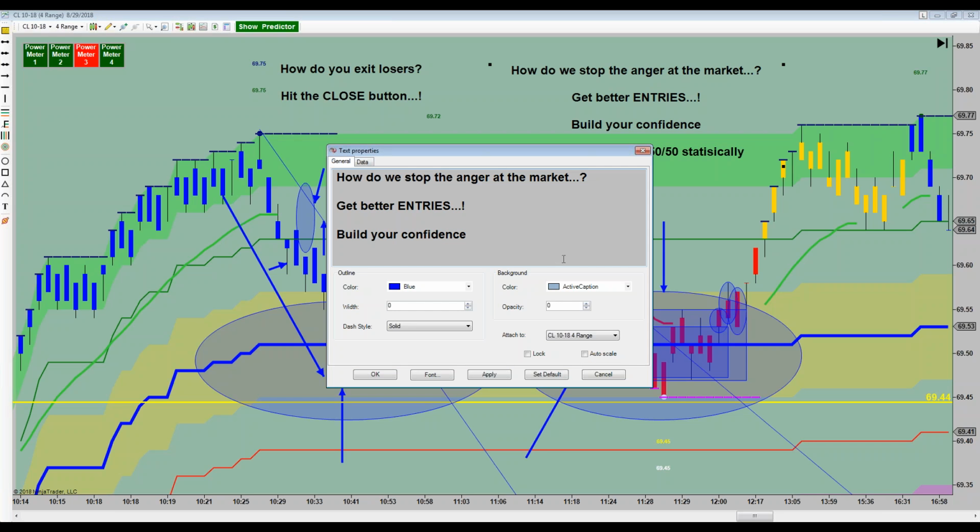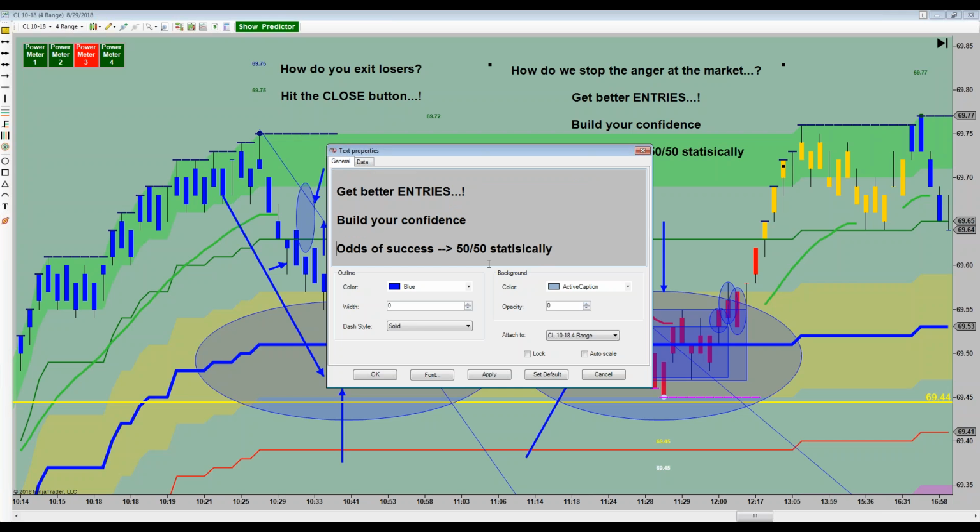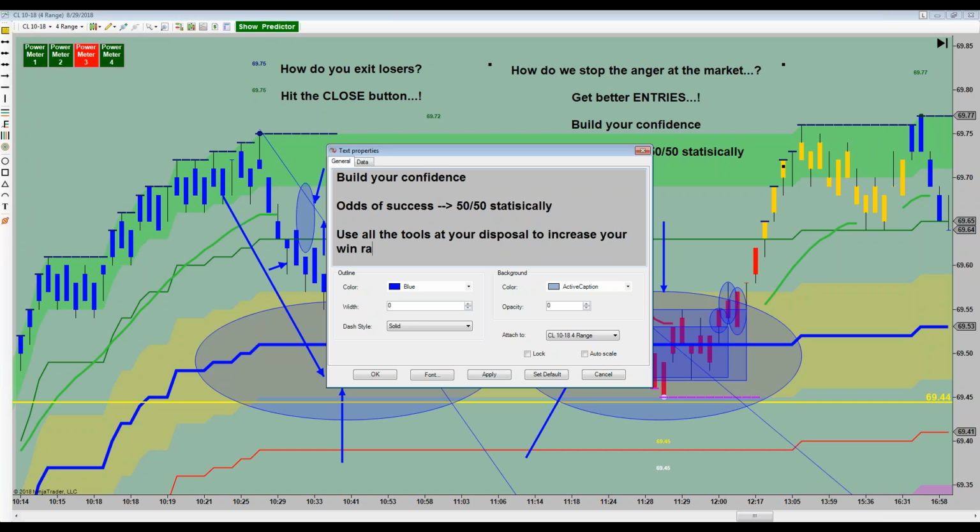So here's what you're doing. Here's how you're building your confidence, and here's how you get your win rate up. You have to start using all of the tools at your disposal to increase your win rate and go ahead and build that confidence.